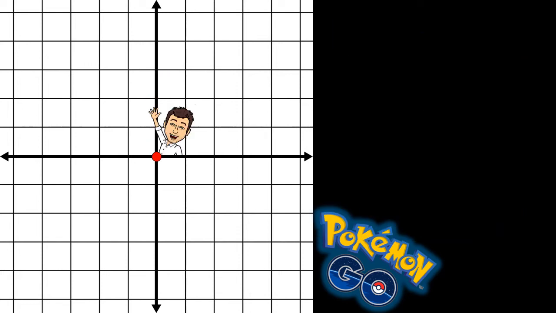All right, now Mr. Peterson's going to play a little Pokemon Go here. Let's see what our first character popping up on the board is. It's Jigglypuff. So we have to get Mr. Peterson to catch Jigglypuff. Let's get an ordered pair here to help him out.